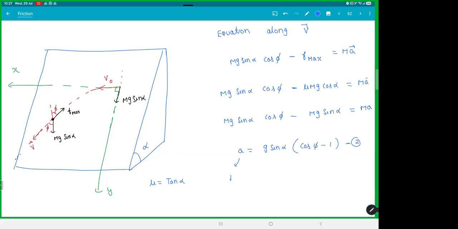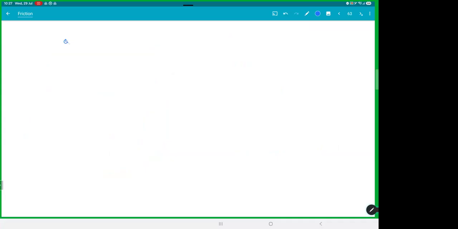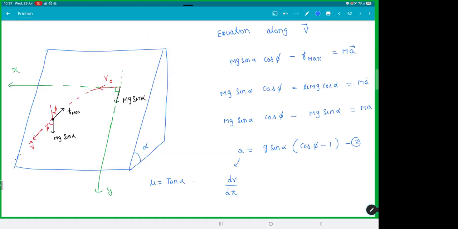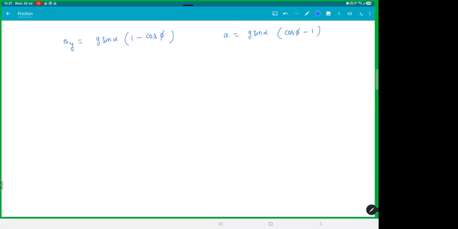And this is nothing but dv by dt, the rate of change of speed. So now we got two equations. We got ay is g sin alpha into 1 minus cos phi, where phi is a variable. I don't know how much that is. Acceleration along the velocity is also called tangential acceleration: g sin alpha into cos phi minus 1. The only reason it is working is because mu is equal to tan alpha, or else that mg sin alpha won't come out common. Now, when you equate them, you will clearly see ay is equal to minus a.